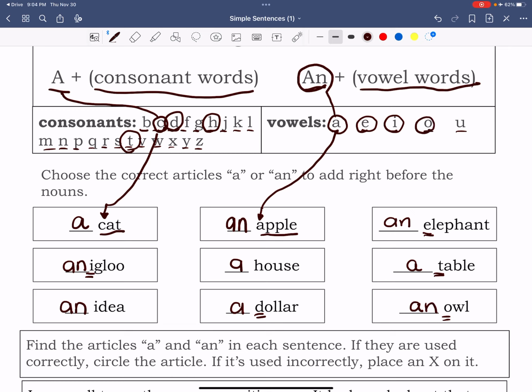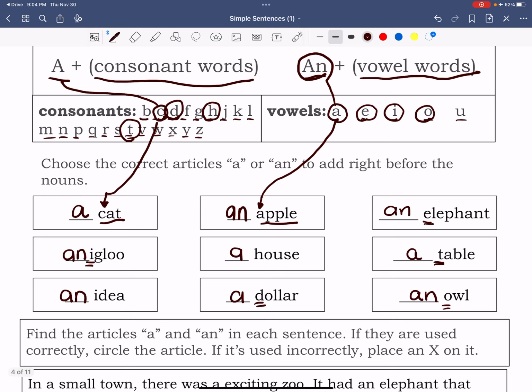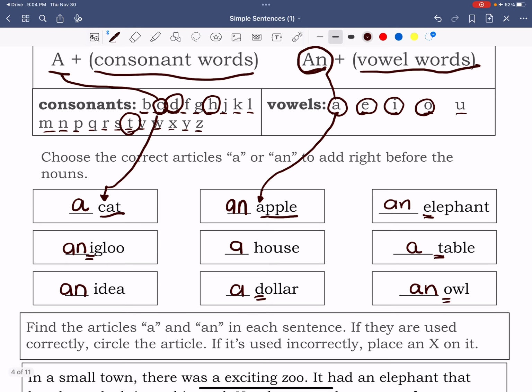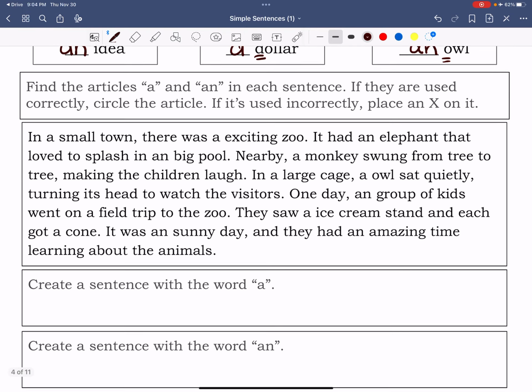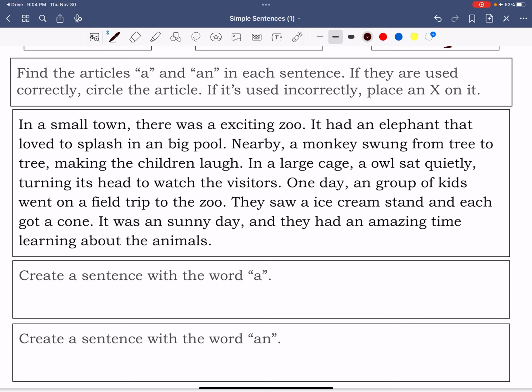All right, that is basically the whole rule. There are some exceptions, like the word unicorn. We don't say an unicorn, we say a unicorn. So there are going to be some exceptions, but not too many. Let's go ahead and do a bit of practice. Here's a paragraph, and some of these words are incorrect. Not the words, but the articles are being used incorrectly. So we're going to find the articles that are used incorrectly, and if they're used incorrectly, we're going to place an X on them.